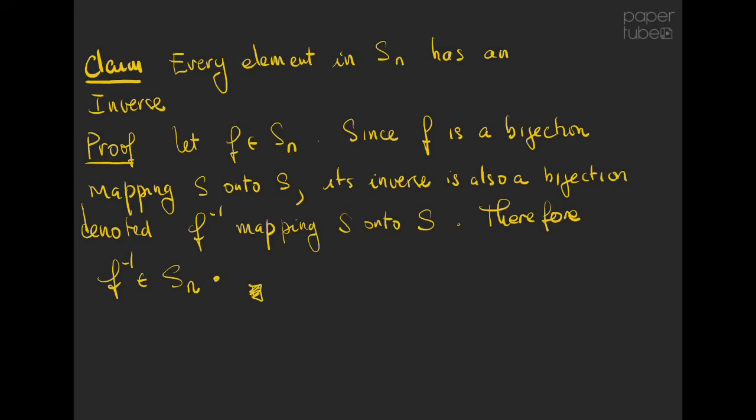Now, we claim that every element in Sn has an inverse. So let f be an element in Sn. By definition, f is a bijection mapping S onto S, and its inverse must also be a bijection, which we denote by f inverse, mapping S onto S. So the inverse of such a function must be in Sn, and then we conclude that Sn is closed under taking inverses.